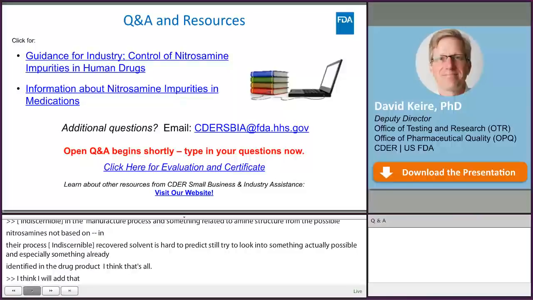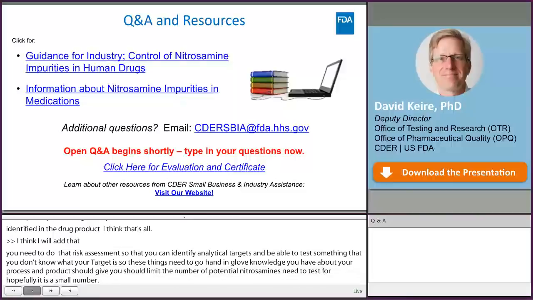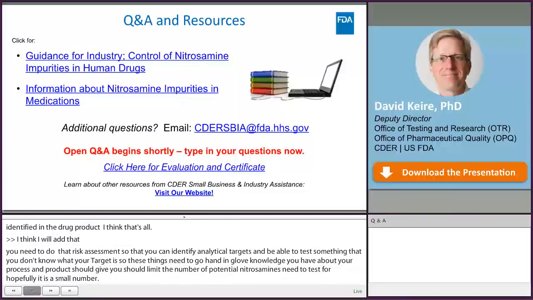Hopefully it's a very small number, and you should use that effectively so that you don't have to test for 1,000 amines, 1,000 potential nitrosamines, and 1,000 APIs. It shouldn't be that broad of a question. You should be able to use the information you have to limit the scope of the potential testing.